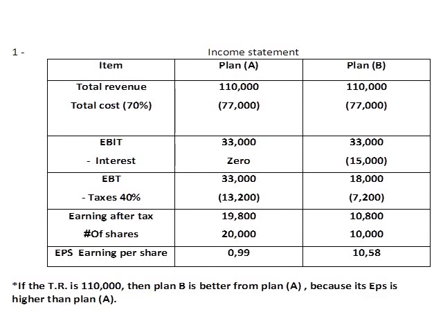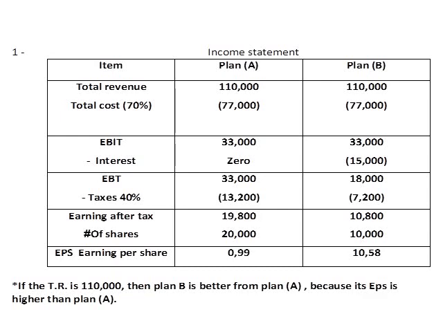Minus the interest: in Plan A it equals 0 because there is no debt, and in Plan B it is equal to 15,000, which we calculated in the previous slide by multiplying 10% by the 150,000. So the earning before tax will be 33,000 minus 0 equal to 33,000, and in Plan B 33,000 minus 15,000 will be equal to 18,000. Minus the tax, which is 40% of the earning before tax, which means 33,000 times 40% will be equal to 13,200, and 18,000 times 40% will be equal to 7,200.